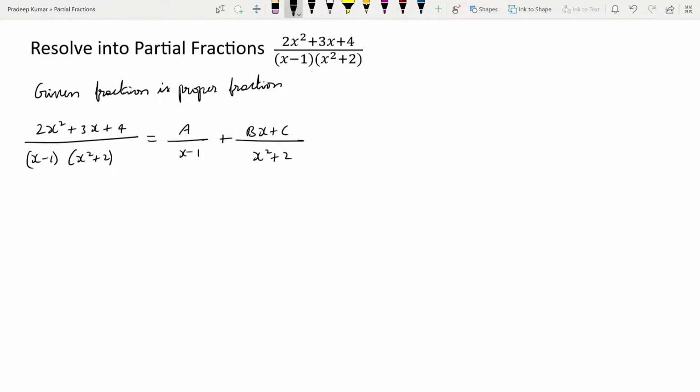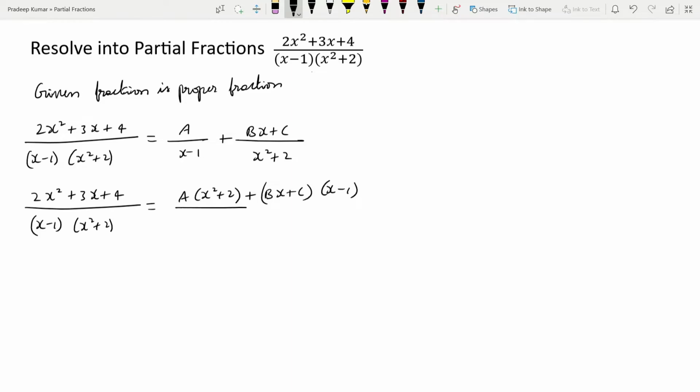Let's try to solve this forward. I can write (2x² + 3x + 4) / ((x − 1)(x² + 2)) equal to, doing the LCM, [A(x² + 2) + (Bx + C)(x − 1)] / ((x − 1)(x² + 2)). We can cancel x − 1 and x² + 2 on both sides. We'll write the remaining terms.